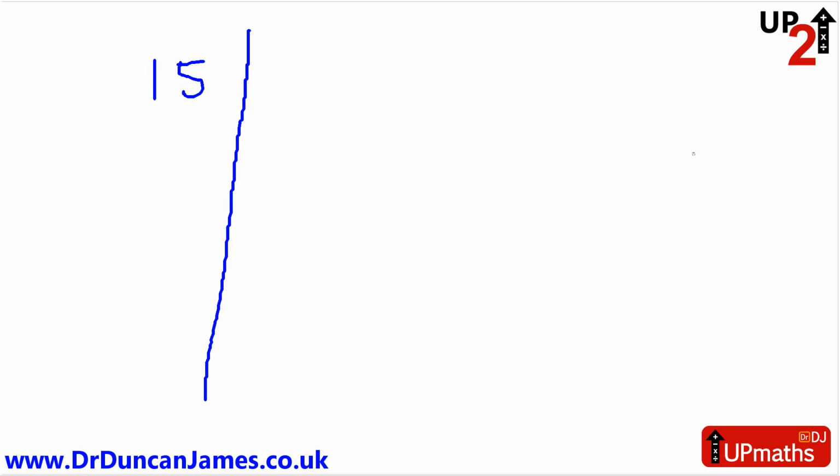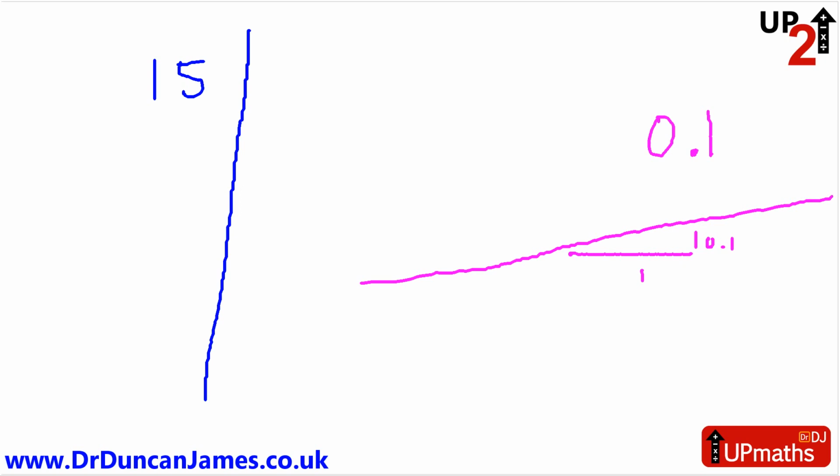What about a gradient of 0.1? Oh, it's a decimal. What does that mean? Well, basically that just means it's going to go across 1 and up 0.1, which means it's going to be quite flat, like a fraction. What about -0.1? Same thing, but just going down instead of up.